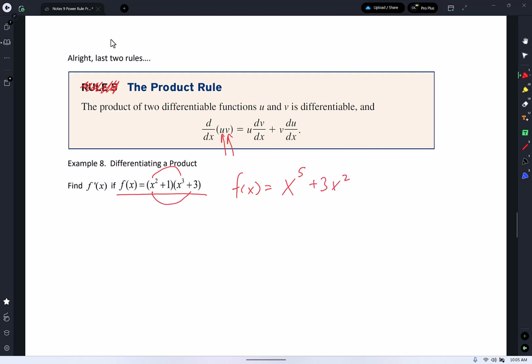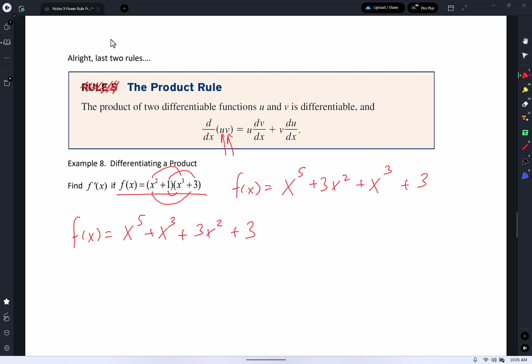Chop, what are you doing? Right now I'm just doing algebra. 1 times x cubed, that's x cubed. I don't see any issues right now. 1 times 3, that's 3. Putting them in order, I have f of x equals, let's see, x to the 5th plus x cubed plus 3x squared plus 3. I don't see any issues. I think we're good right now.